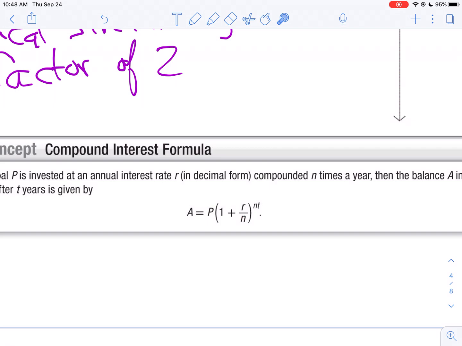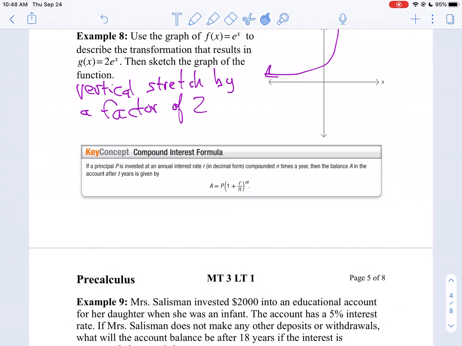If it's compounded semi-annually, n would be 2. If it's compounded quarterly, n would be 4. If it's compounded monthly, n would be 12. If it's compounded daily, n would be 365. And then t is the number of years you're going to leave your investment alone.